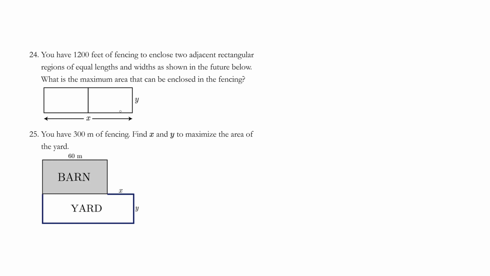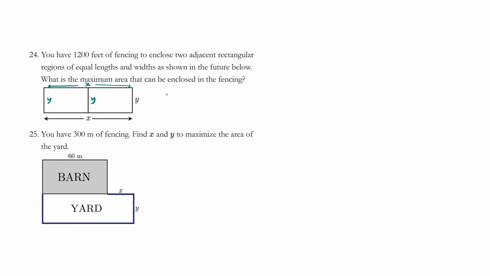Okay, let's try some more fencing word problems. We have 1,200 feet of fencing. This is y, this is y, this is y, and this is x, and across we have x as well, going all the way across. What is the maximum area? And we have two equal areas, regions, here and here to the left and right.